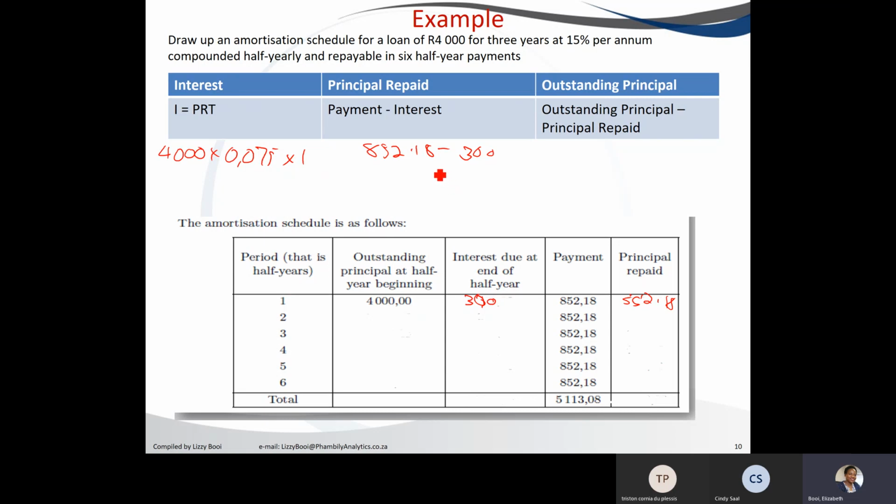that gives us 4,000 minus 552.18, and that will give us an amount of 4,000 minus 552.18 gives us 3,447. Sorry, because I'm looking at the calculator, I'm not looking where I'm writing. 3,447.82. And then we can calculate our interest and then calculate principal repaid like that. And that is how you do it manually.